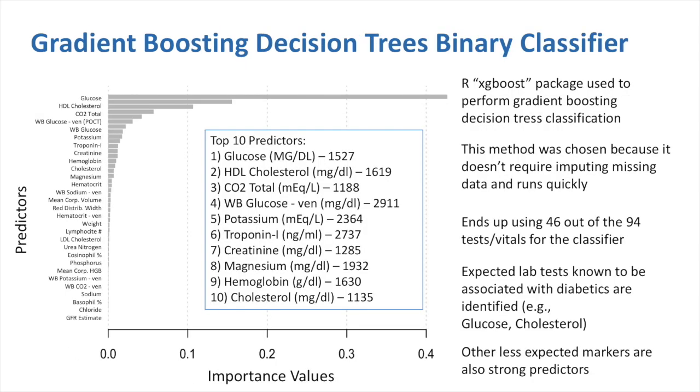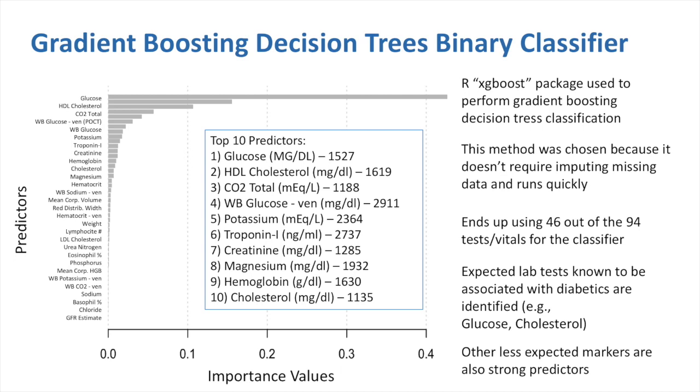With the completion of our exploratory analysis, we went ahead and trained our machine learning regressor on our data. I experimented with several different methodologies in R, but ultimately settled on the XGBoost package to perform gradient boosting decision trees binary classification, because it didn't require imputing missing data and it ran quickly. The classifier ended up using 46 out of the provided lab tests and vital signs in its model.